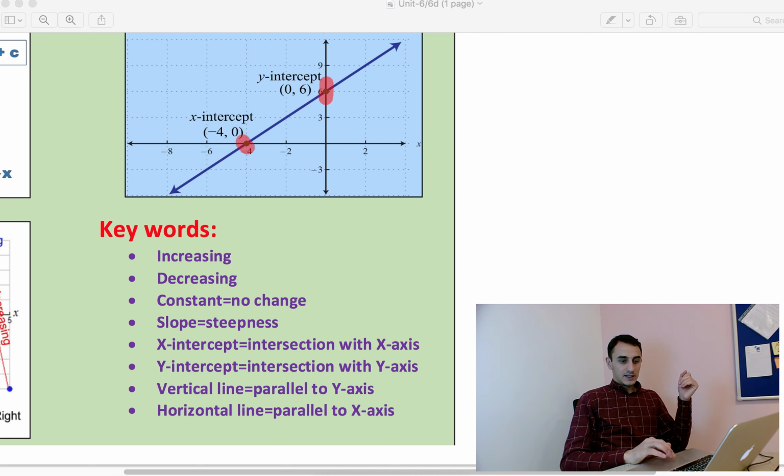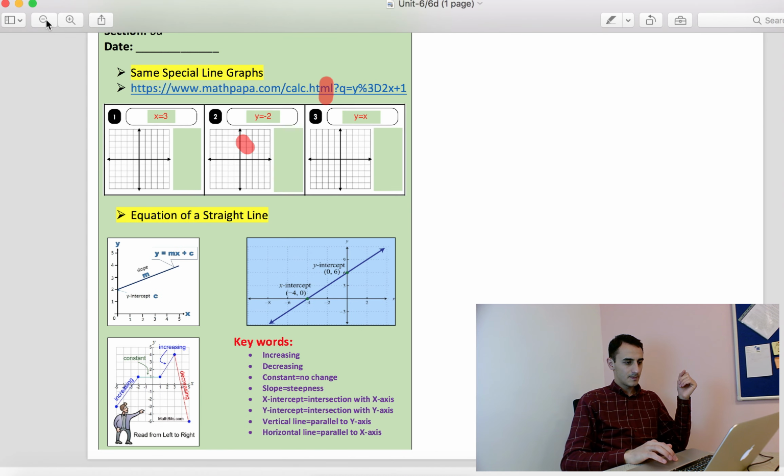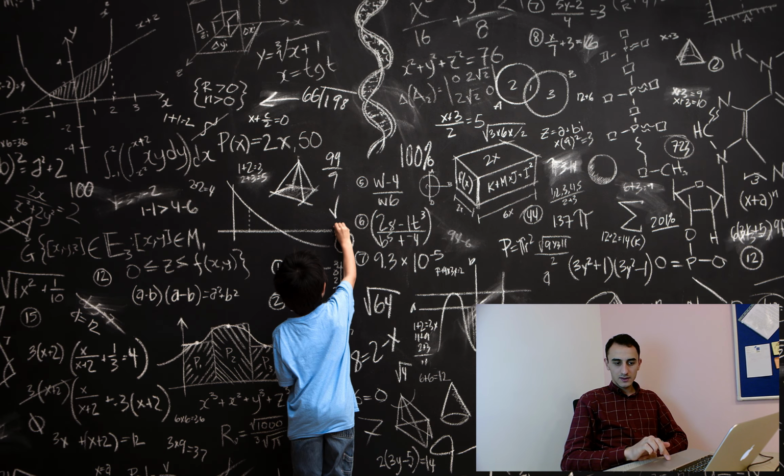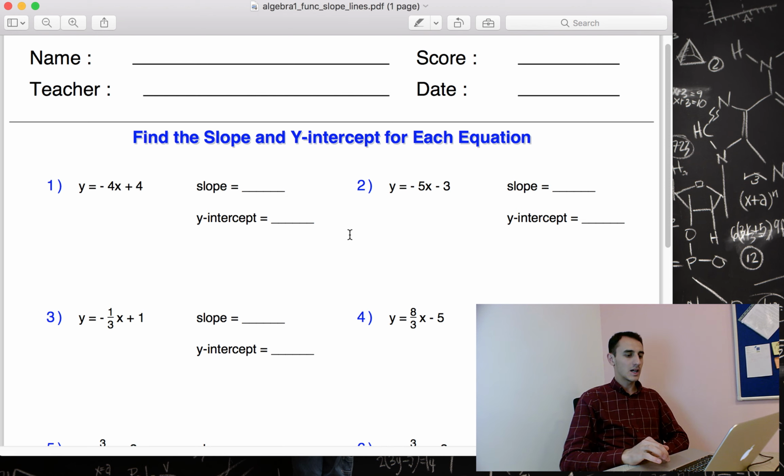So guys, I think that's it. So our special line graphs, and then slope and y-intercept, and increasing, decreasing. So finally, at the end, let's do practice.